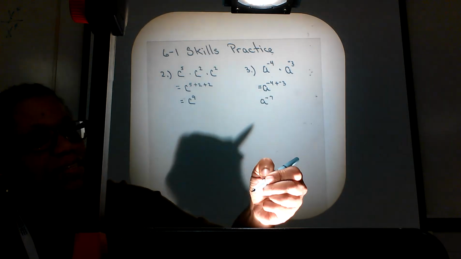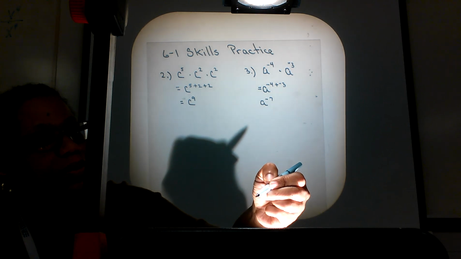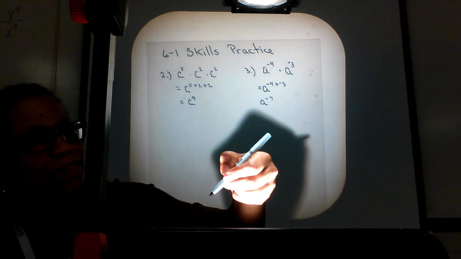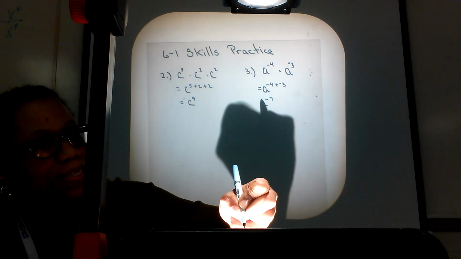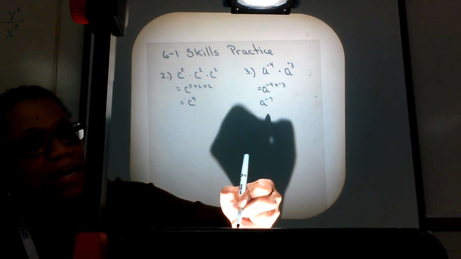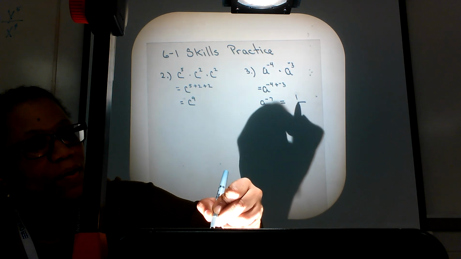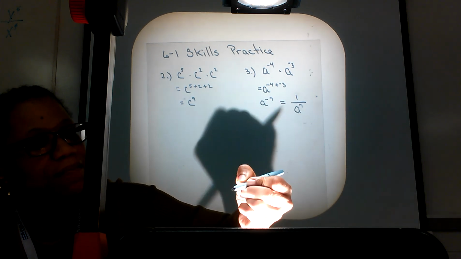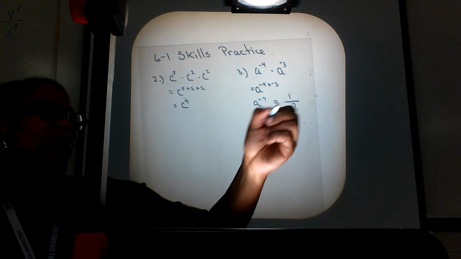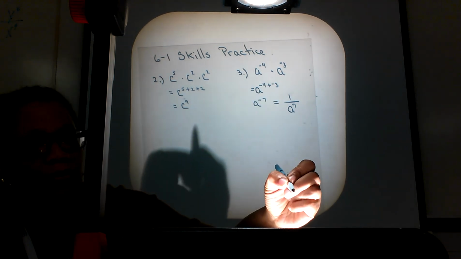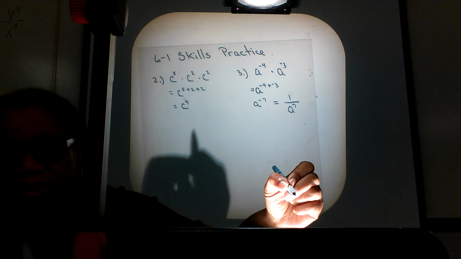We're going to simplify this though. And then you put the 1 over it. Exactly, good. We're going to take this and bring it down to the denominator. So this is going to equal 1 over a to the 7th power. I don't think you're going to need a calculator for this section.